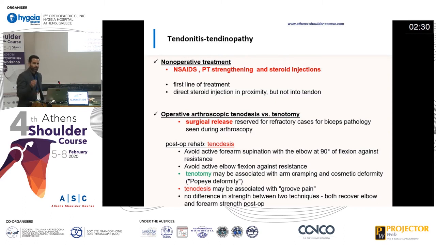We make a tenodesis to the biceps, no matter where: intraarticular, subacromially, subpectoral, suprapectoral. We have to avoid active forearm supination with the elbow at 90 degrees of flexion against resistance. Avoid active elbow flexion against resistance. If we make a tenotomy, this will come with arm cramping and may cause a cosmetic deformity, the popular Popeye deformity.